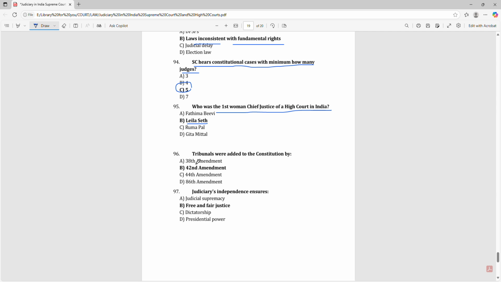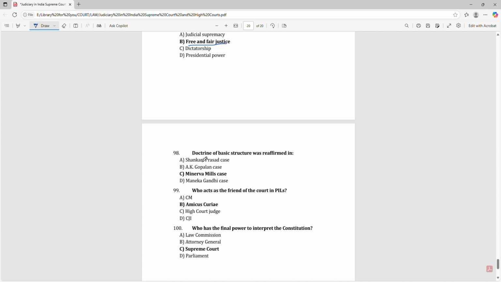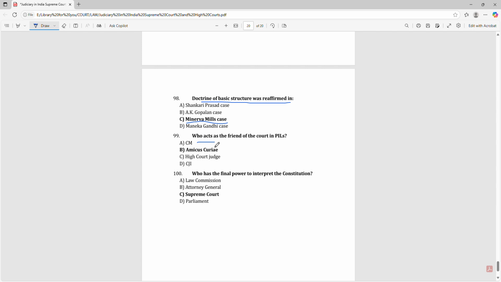Leila Seth. Tribunals were added to the Constitution by the 42nd Amendment. Judiciary's independence ensures free and fair justice. Doctrine of basic structure was reaffirmed in Minerva Mills case. Who acts as the friend of the court in PILs? Amicus curiae. Who has the final power to interpret the Constitution?